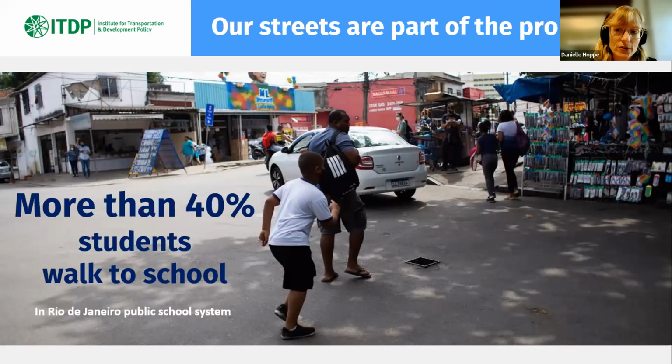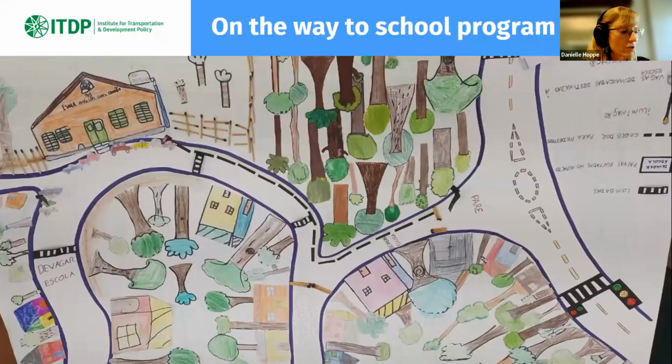And in Rio, it's not different. We know that more than 40% of the students in the public school system walk to school, especially in low-income areas. And this is the reality where we were working. Since 2008, the city of Rio has a traffic education program with a slightly broader focus that is not very common in Brazil, called On the Way to School. In addition to behavioral issues, this program has always sought to incorporate elements of the safe systems approach.